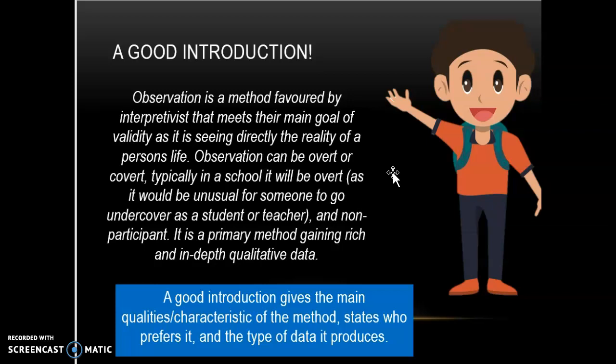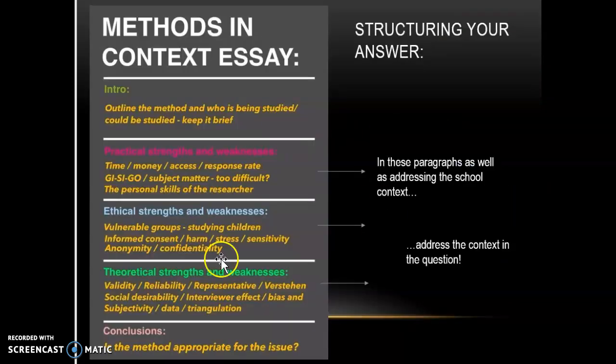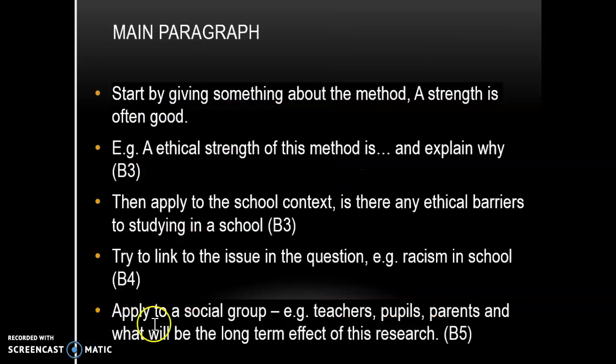So we've got lots of method there out of the way, and that just means that you can focus your main paragraphs on being in that context. So just to remind you about it there. So now we're going to start to look at the main body, the main paragraphs of your answer. So I would start off by giving something about the method. Start off with a strength. That's often quite good because usually when you start to go into context, you become a little bit more critical about that method. For example, an ethical strength of this method is, explain it, and you will get awarded a B3.